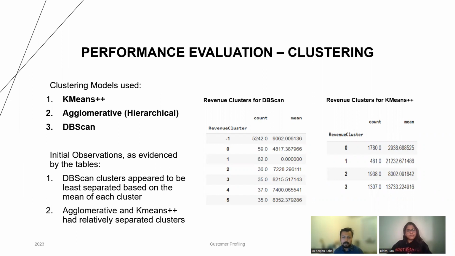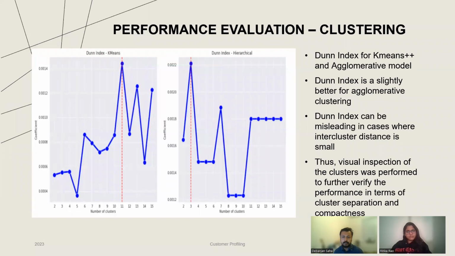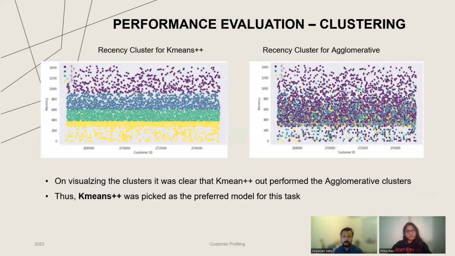We can see that with DBSCAN, we couldn't identify the clusters uniquely because the clusters were quite overlapping. And then we had k-means, where we had good cluster separation. On the next slide, we can see that we have used Dunn index and silhouette score in order to find the optimal clusters. And here, the Dunn index shows that the optimal cluster count is 11, but from our domain knowledge, we knew that the cluster number should be 3 or 4, which is as shown by the Dunn index for the hierarchical model.